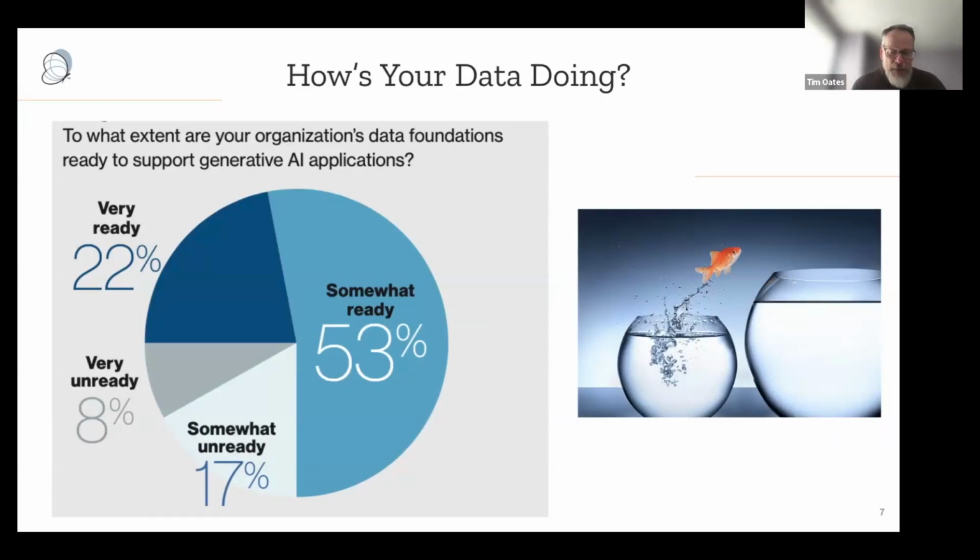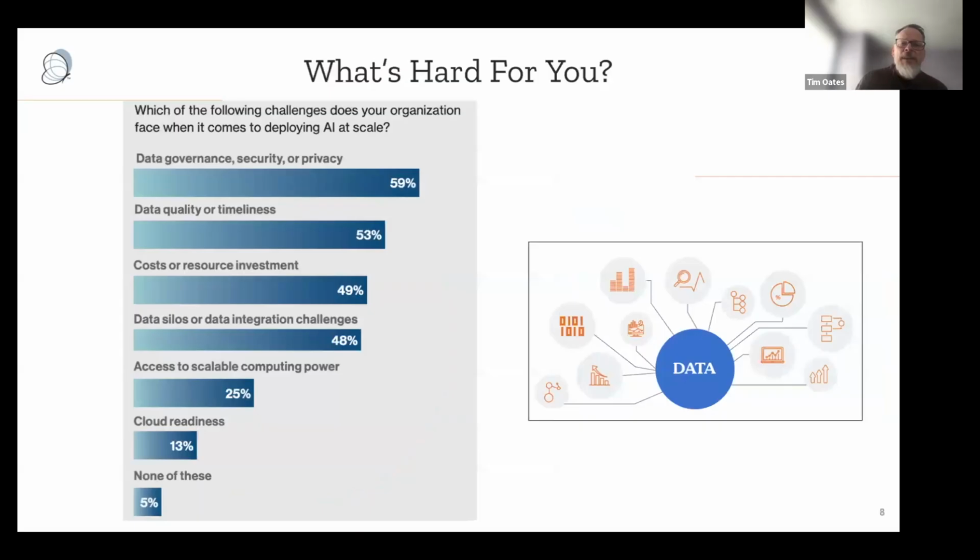So I'll have more to say about this in a minute, but data readiness can be a huge blocker. It's interesting that in this MIT review study, they were calling that out. The other question is, what's hard for you? And again, notice the focus on data governance, security, and privacy. 59% are saying that's hard. Then there's data quality or the timeliness of data: is the data there when I need to make a decision? And data silos or data integration challenges are big ones.